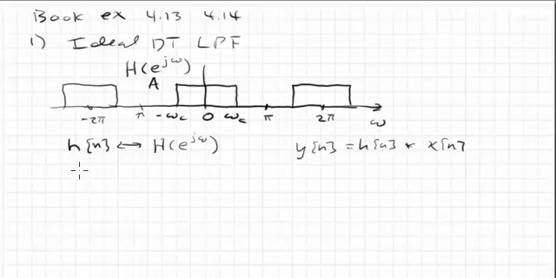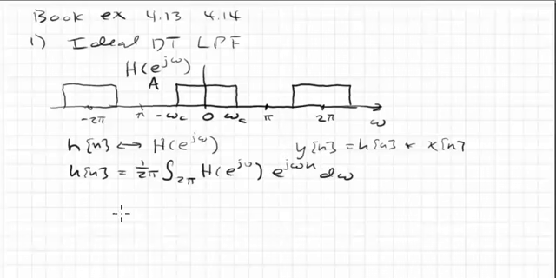So right now, let's go ahead and work our way through the inverse transform for this thing. It is defined as 1 over 2 pi times the integral over any 2 pi range. This is periodic, so we can pick any range of convenience, of H of e to the j omega, multiplied by e to the j omega n d omega. Okay, so that's the definition. Let's just plug in this particular response function here and see what we get.